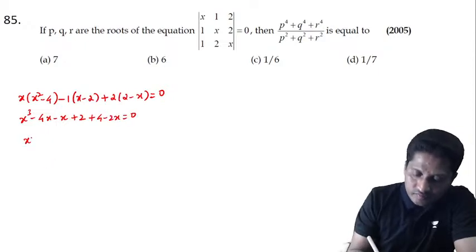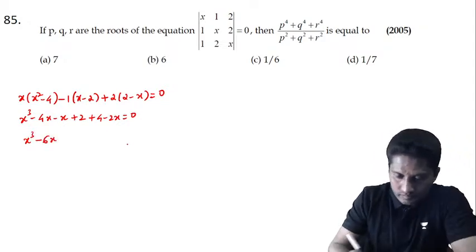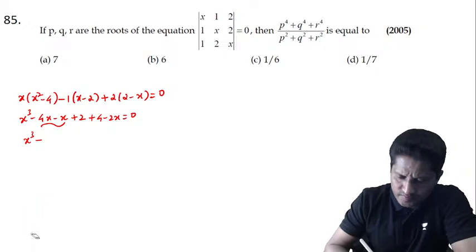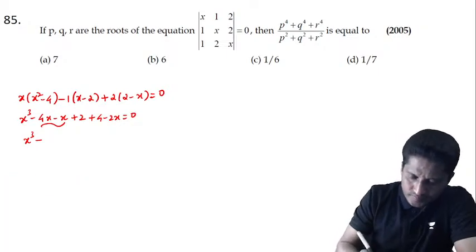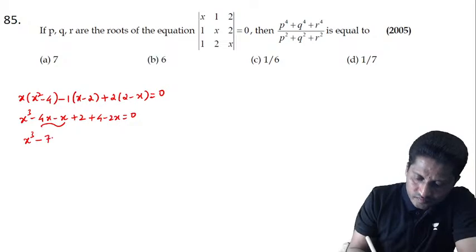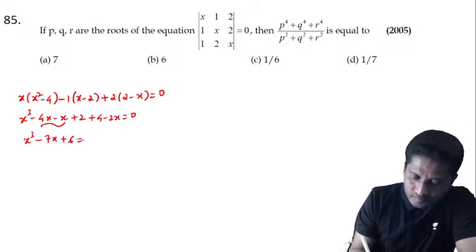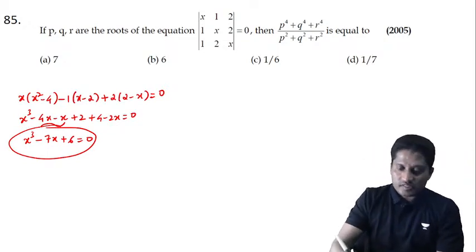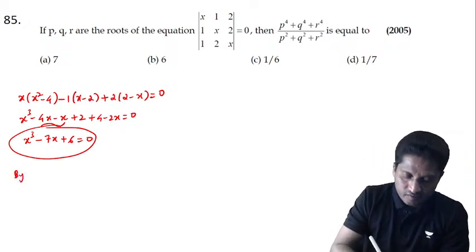So you get x cube minus 7x plus 6 is equal to 0. Other roots should be found out using synthetic division. By inspection, x is equal to 1, right?